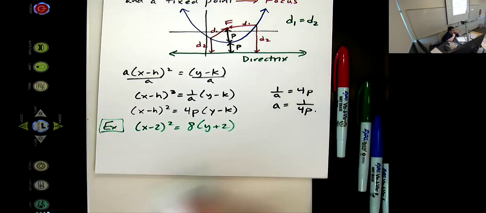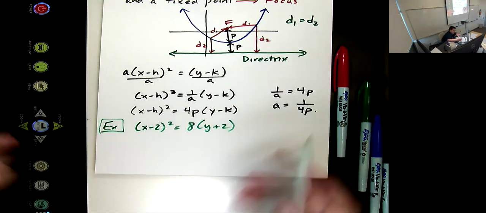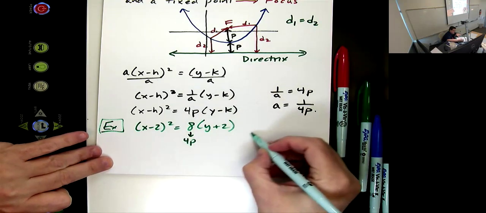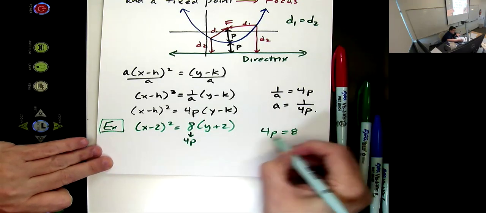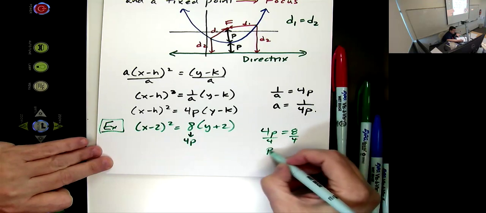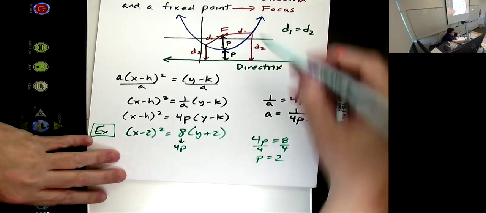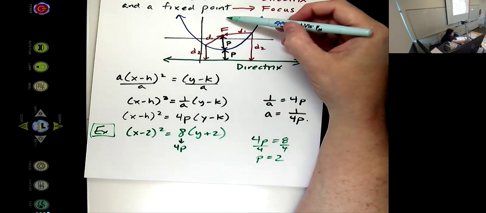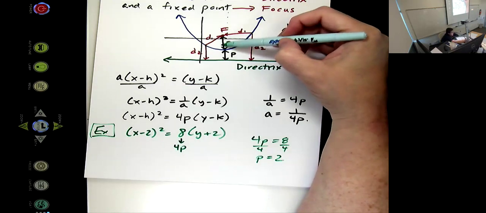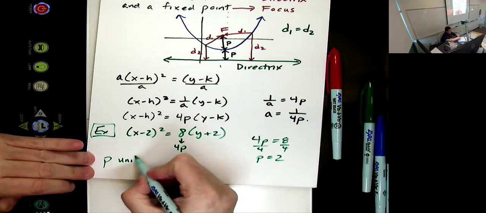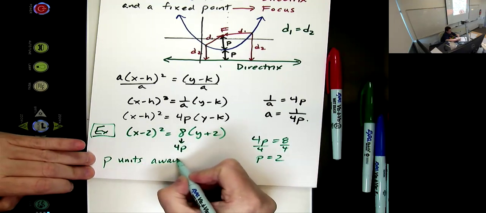Divide by 4. Yeah, this is the same thing as the 4p. So 4p equals 8. Divide by 4, I get p equals 2. The other handy thing is, if I had drawn this better, it's along the axis of symmetry. So it's p units away along the axis of symmetry.